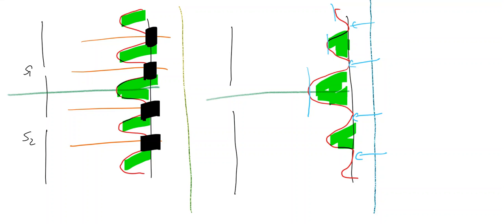Let me summarize once again. What is the first point? In one case, you have two sources, two coherent sources in case of interference, whereas in case of diffraction, you have a single source.